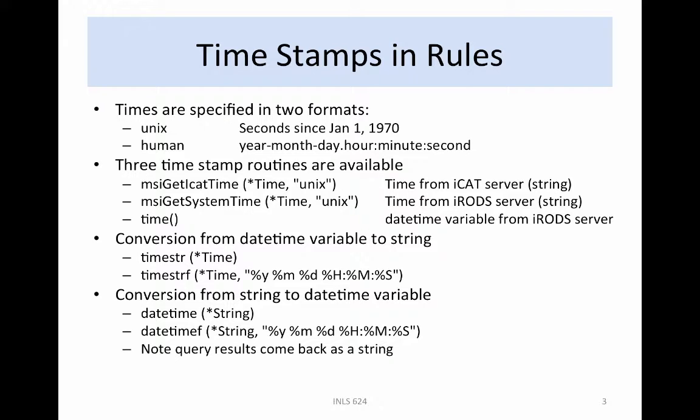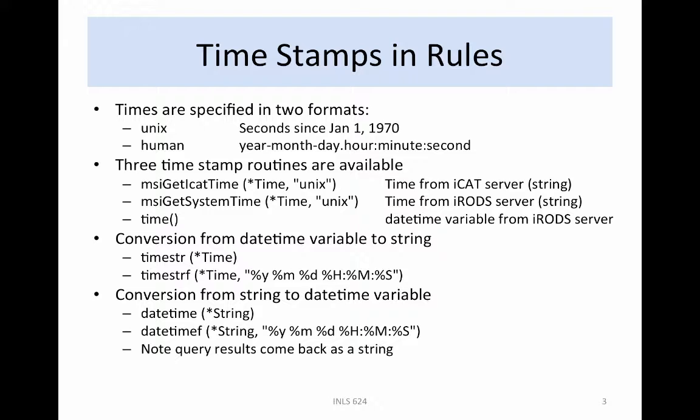In the iRODS data grid, time and date are specified in two different ways. In the Unix format, the number of seconds since January 1st, 1970 is saved. In the human format, the date time is specified as year, month, day, hour, minute, second.